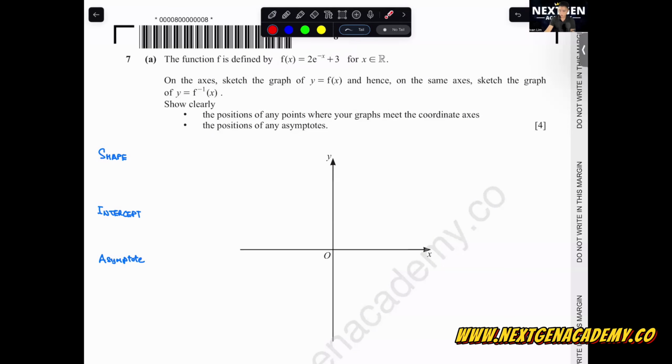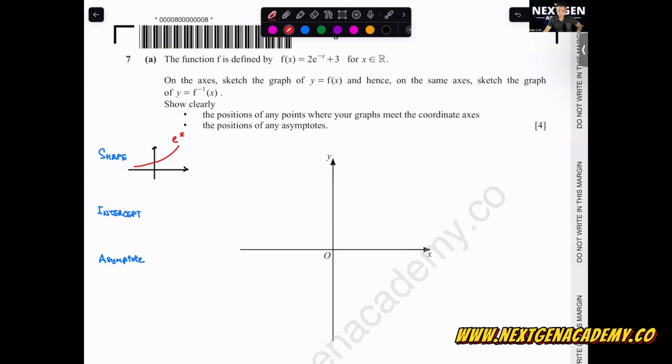You all need to know how these 3 values affect the graph: a value in front, a positive or negative at the power of e, and then the plus 3 here. I'm going to explain one step for each value, so listen carefully. We will start by sketching out the original one first. How does e to the power x look like? Like this. This is y equals e to the power x.